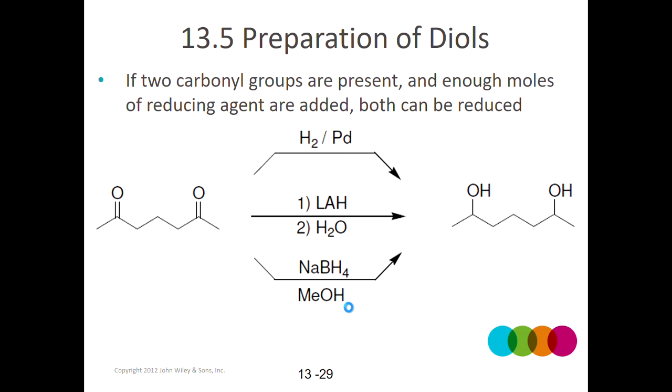So one way to make a diol is to start with a dicarbonyl, a molecule with 2 carbonyl sites. You just need double the equivalents of the reducing agents. This one would require heat and probably some pressure, but any one of those 3 could potentially reduce both ketone sites to alcohol through the mechanisms we just saw.